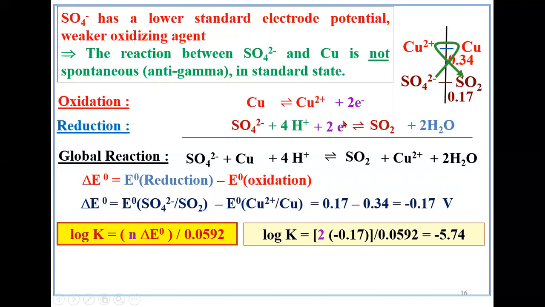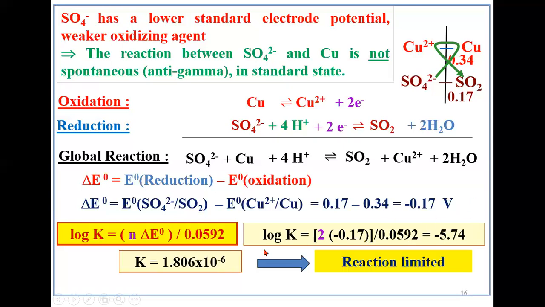I look at it, the number of electrons totally transferred in this equation is only 2. Okay. Delta E is this number, minus 0.17, divided by 0.592. Look at the log K, get an expression for K. It's 10 to the minus 6.